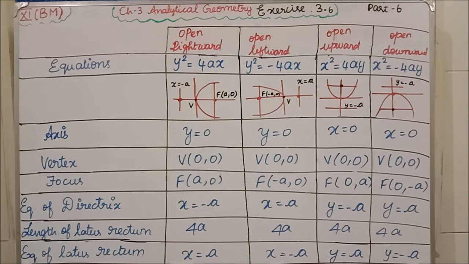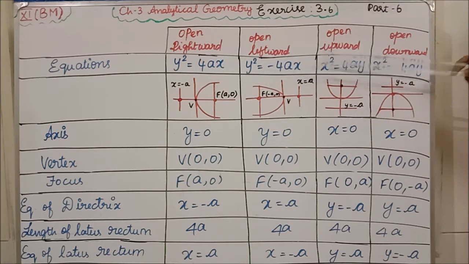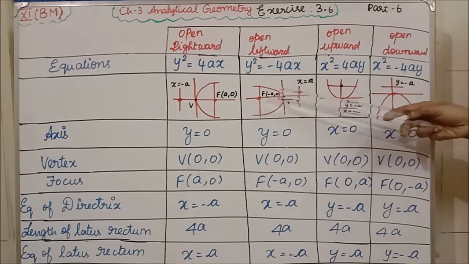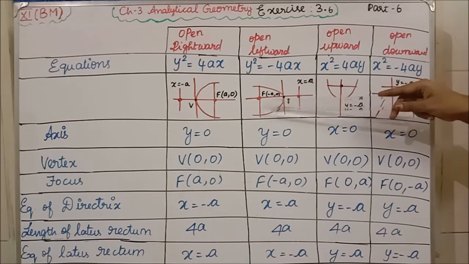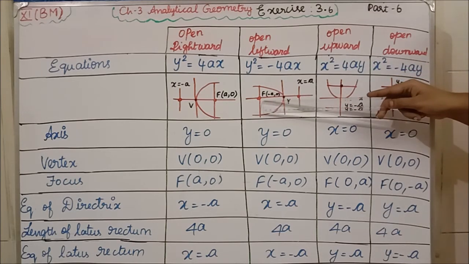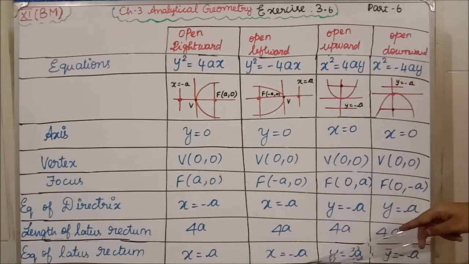Open rightward parabola done. Next we'll see the open leftward parabola. Students, the general equation of open leftward is y square equal to minus 4ax. The parabola is facing the left-hand side. Now the focus will be minus a comma 0, because on that side the values will be negative. This is the fixed line, the directrix. If the focus is minus a comma 0, then this side will be positive. So the equation of the directrix is x equal to a. Similarly, the equation of the latus rectum will be x equal to minus a.